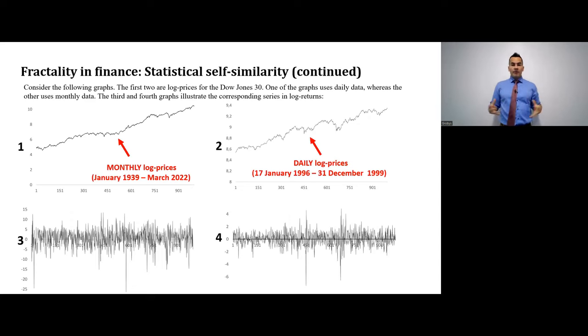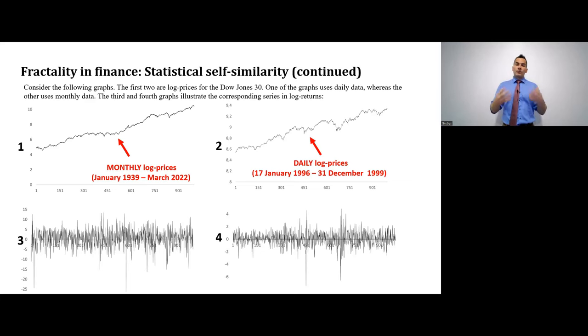So here we have the same continued, and here I reveal the scale on the y-axis, and I also tell you that on the left-hand side we have monthly log prices, and the time period is from January 1939 until March 2022, which is now, more or less. And on the right-hand side, we are dealing with log prices, and the time period is 17th January 1996 until 31st December 1999.